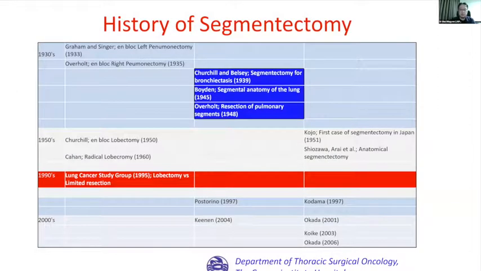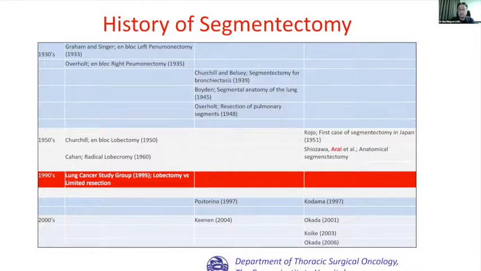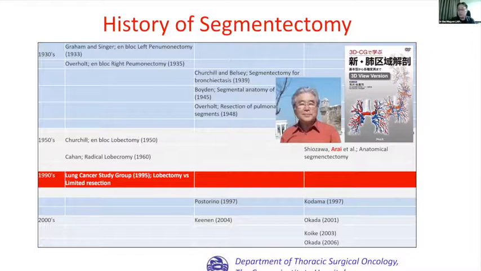This slide shows the history of segmentectomy. The first case of segmentectomy for bronchiectasis was reported by Dr. Churchill in 1939, and in Japan, Dr. Kojo reported the first case of segmentectomy, and Dr. Shiozawa and Arai reported the anatomical segmentectomy. So this is Dr. Arai. He's a legend of our thoracic surgeon society in Japan. He published the 3D CG like this textbook. He is now 83 years old, but he has a passion for anatomical segmentectomy.